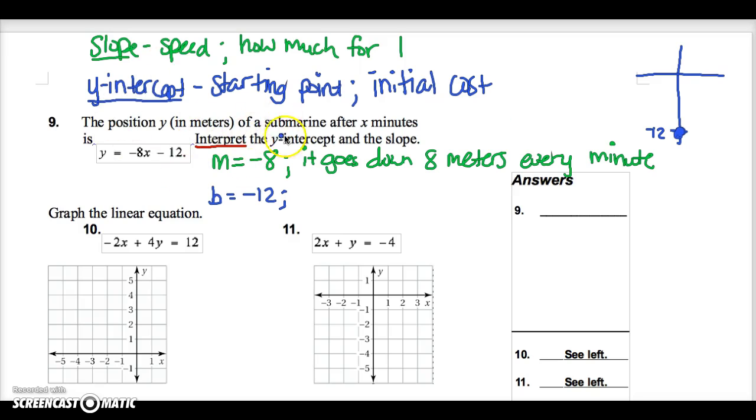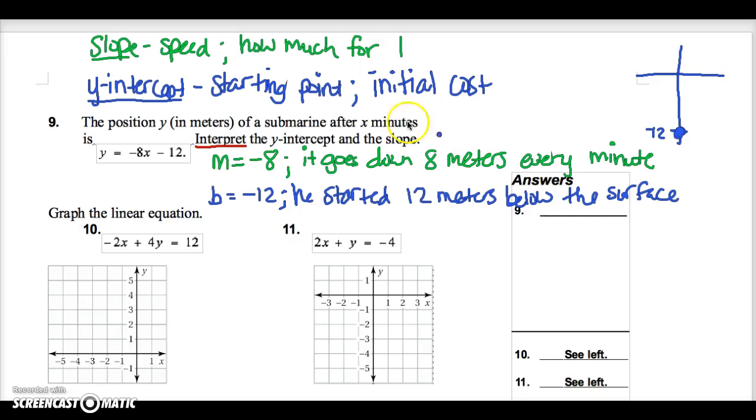So if we're talking about the submarine, this is where he started. Okay, so he started 12 meters, and since it was a -12, that means it was below the surface. Okay, so he started at 0 minutes, he was 12 meters below the surface. That's where they started keeping track of everything.